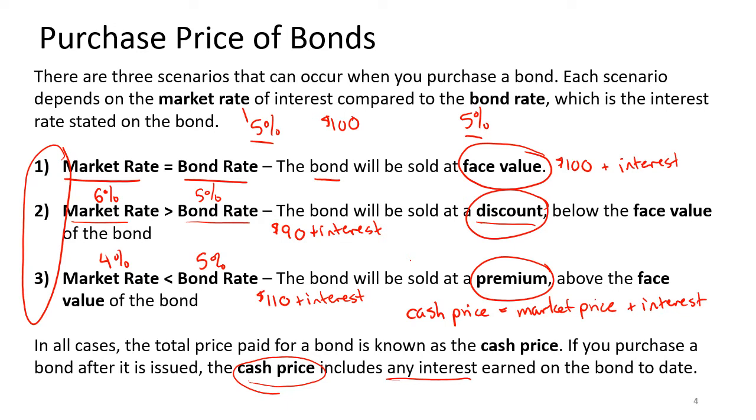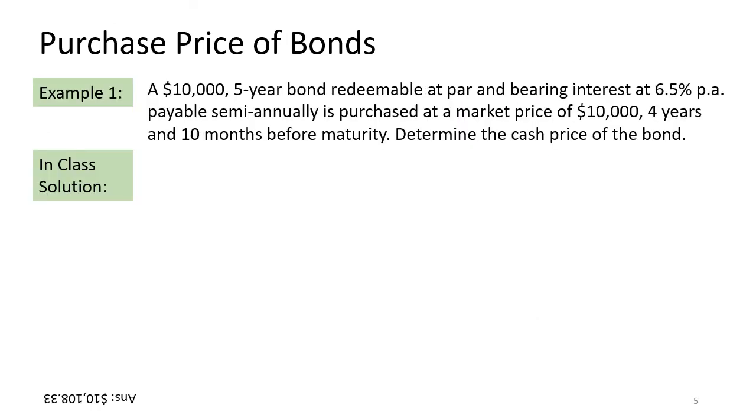Okay, so you remember we've been doing interest calculations all throughout this course, so I'm going to walk you through an example of this just to show you it before we get into some more specifics. So, our first example: a $10,000 5-year bond redeemable at par and bearing interest at 6.5% per annum, payable semi-annually, is purchased at a market price of $10,000 4 years and 10 months before maturity. Determine the cash price of the bond.